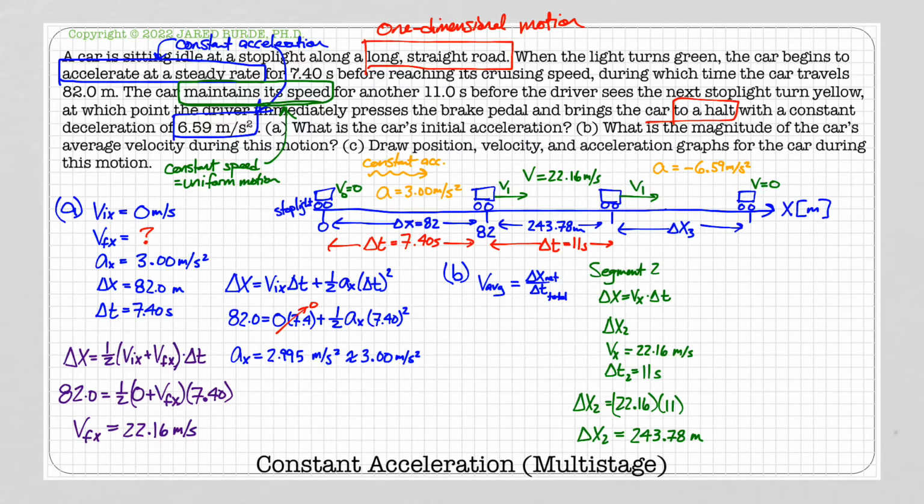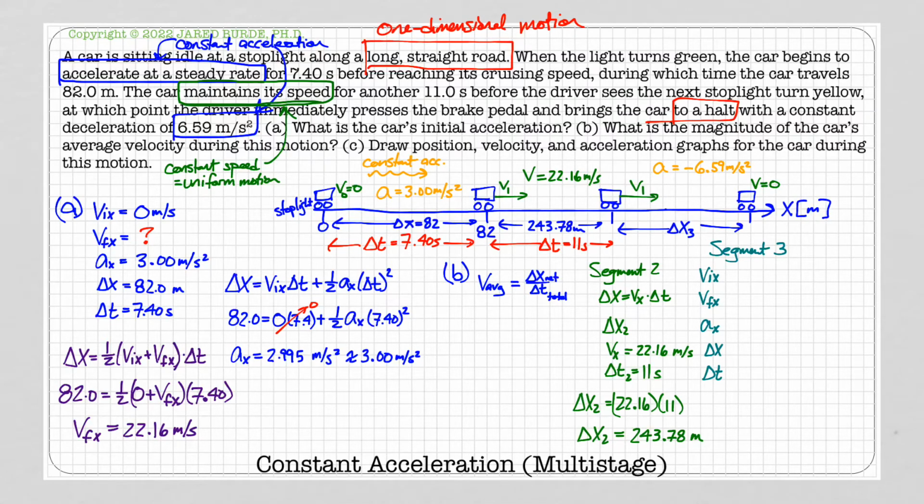Now we still need to know the displacement and the time for this third segment here. We also have constant acceleration here. So if we know that we have constant acceleration during this interval, the first thing to do will be to write out the constant acceleration variables like we did before and figure out what we know and what we're trying to find.